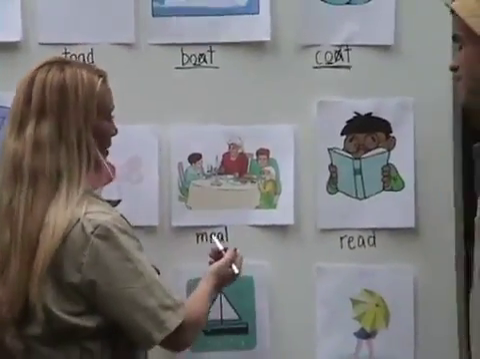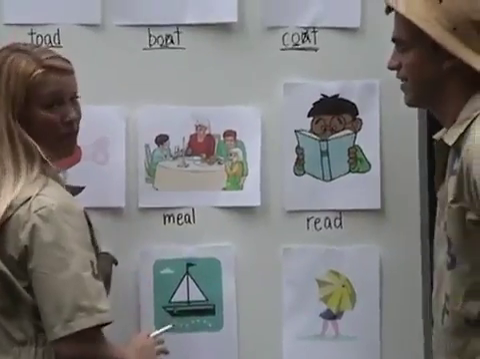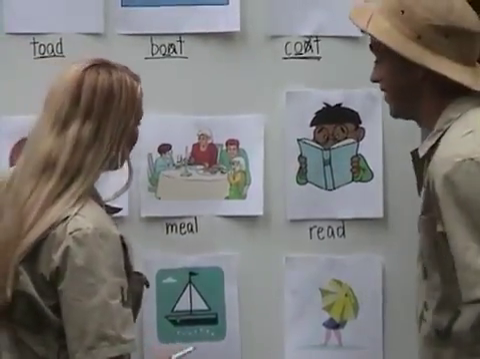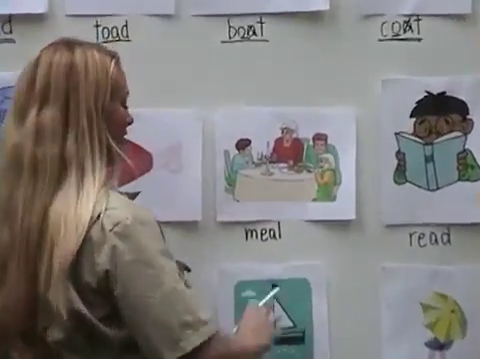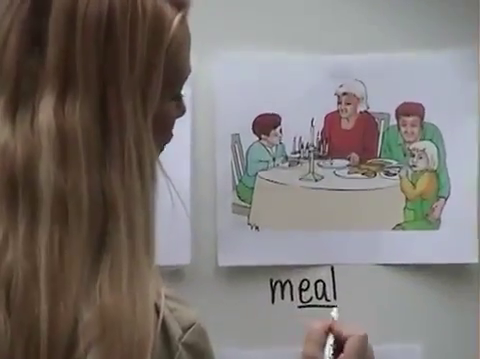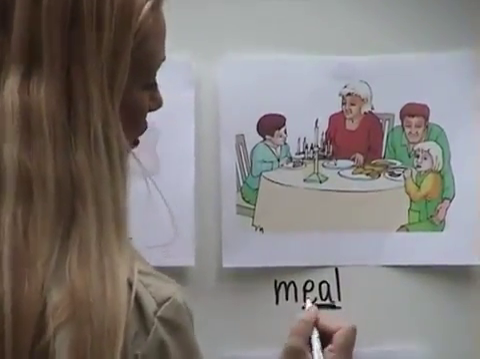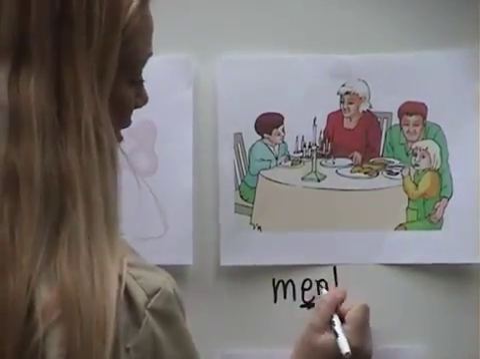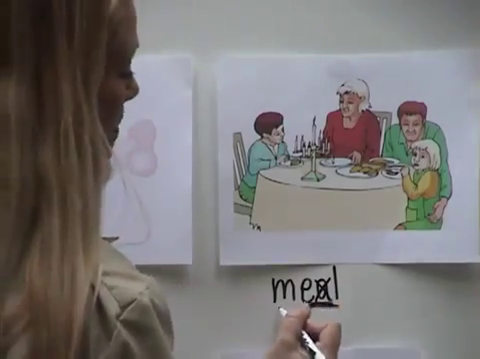Here we have a nice family sitting down to a meal. It looks like they're eating some hamburgers. We have two vowels that go walking. The first one does the talking. The second one is silent. Meal.